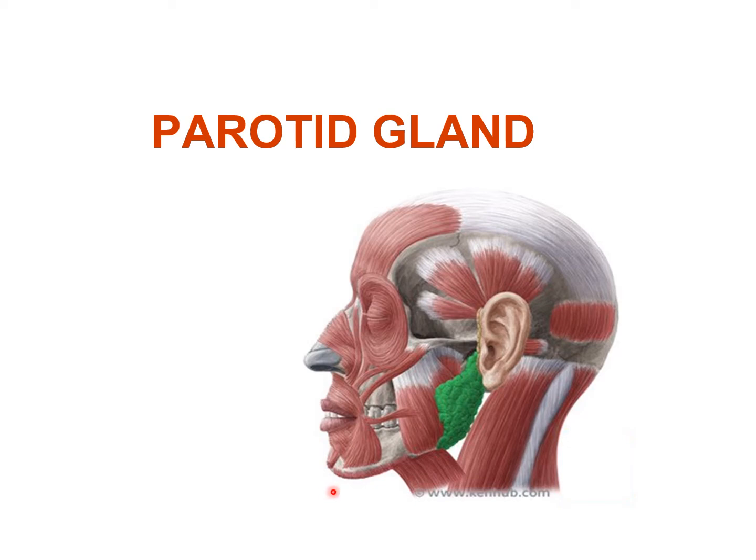Hello students. Today we'll be discussing the anatomy of the parotid gland. The parotid gland is the largest salivary gland. It is a type of compound tubulo-alveolar gland, predominantly serous type.